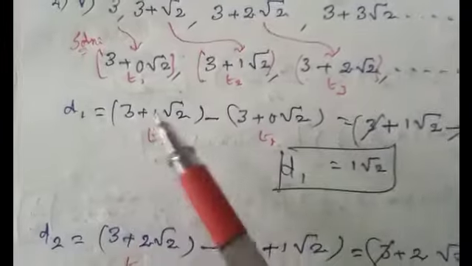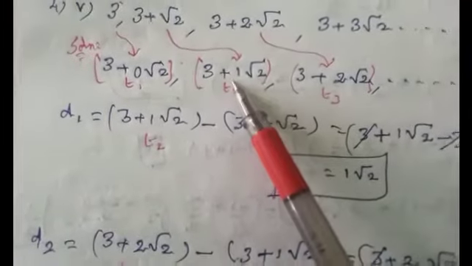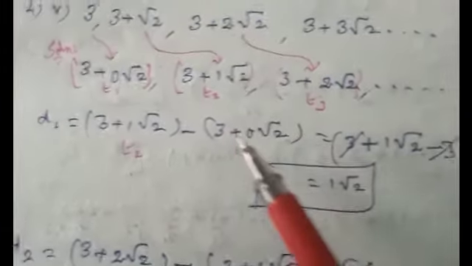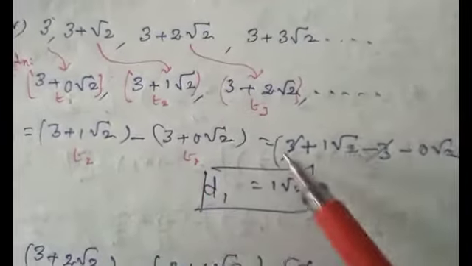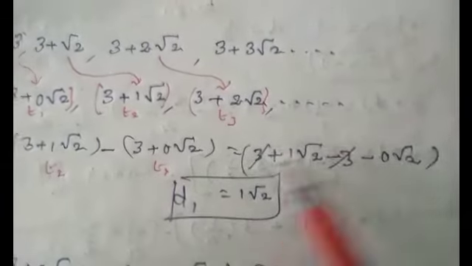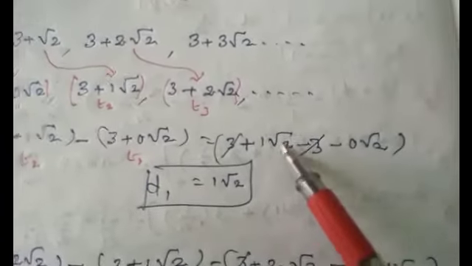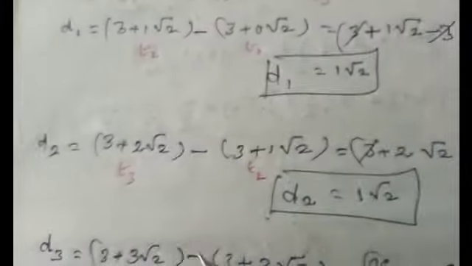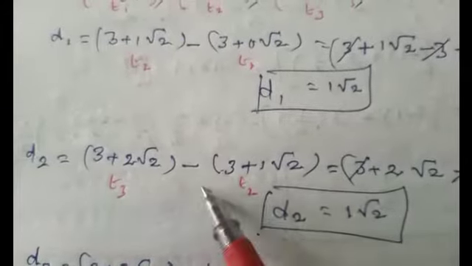Now difference 1 is T2 minus T1. So T2 is 3 plus 1 root 2, minus 3 plus 0 root 2. When we insert the minus sign inside, it becomes minus 3 and minus 0 root 2. So plus 3 and minus 3 will cancel. Then 1 root 2 minus 0 root 2 is the same 1 root 2. This is difference 1.